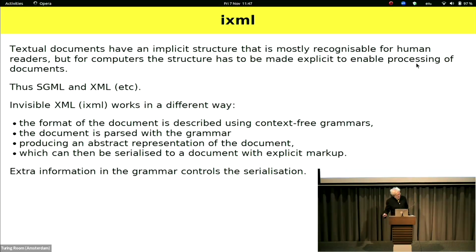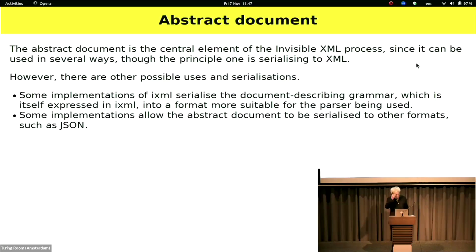Invisible XML works in a different way by describing the format of the document using a context-free grammar, then parsing the document using that grammar, which gives us an abstract representation of the document, completely void of the input format, which can then be used in a number of ways, for instance, to serialize to a document with explicit markup. And it's extra information in the grammar that controls the serialization.